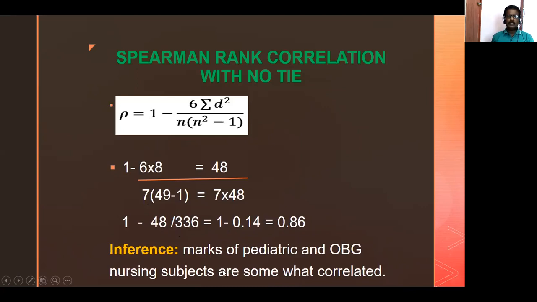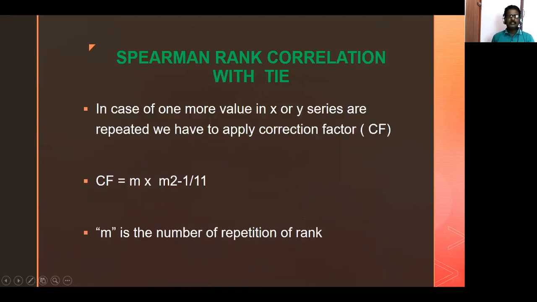So the inference: marks of pediatric and OBG nursing subjects are highly correlated. If it is 1, it is perfectly correlated. If it is in the minus value, there is a negative correlation between the subjects. These are the inferences. And the second problem is with tie.